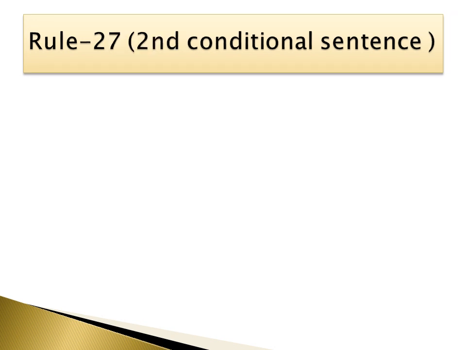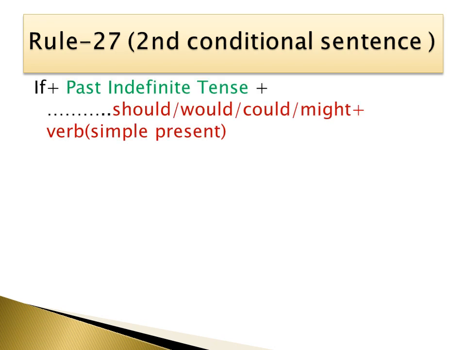Rule 27. Second conditional sentences. We all know that in the if clause of a second conditional sentence, the tense after the if clause is past indefinite tense. So we can learn the structure like this: if plus past indefinite tense, and in the principal clause, we have to use the modal auxiliaries in past: should or would or could or might. And obviously after modal auxiliaries, the verb will be simple present.